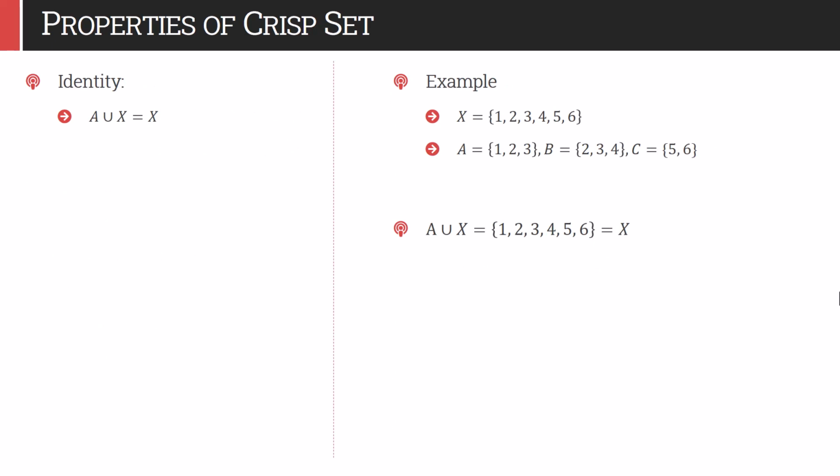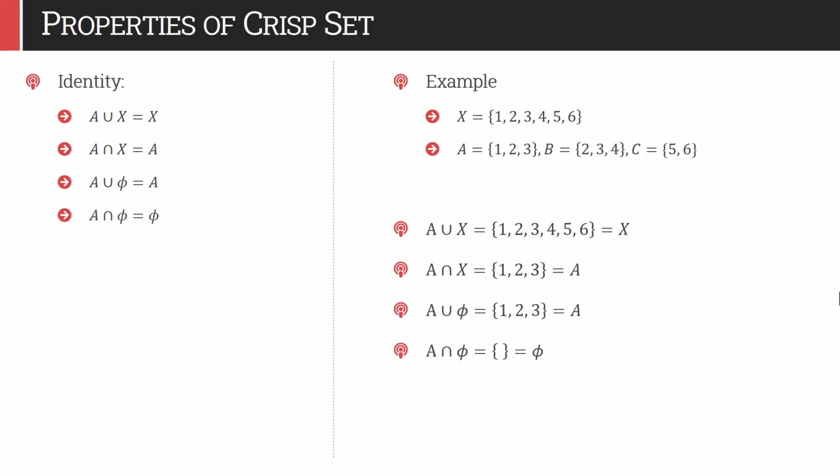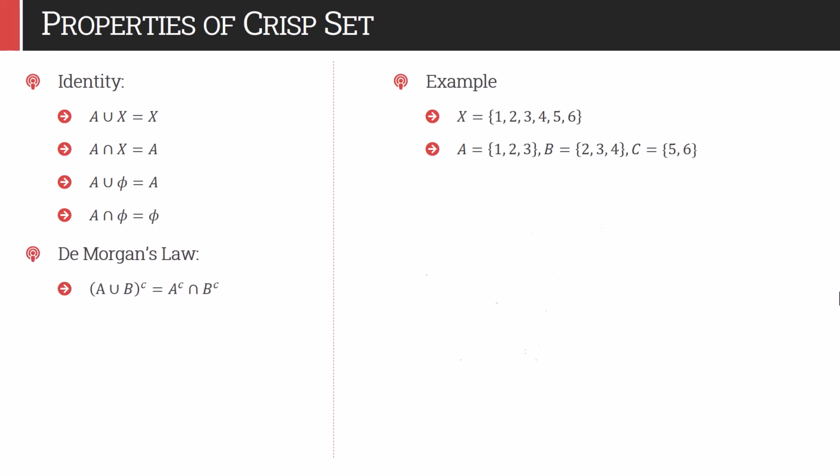Identity says A union X is X. So as we talked earlier, A is a subset of X, and when we take the union of a subset with its superset, the output would be the superset only. A intersection X is A. A is a subset of X, and when we take the intersection of a subset with its superset, the output would be the subset. So that is A in this case. A union phi would be A definitely, and A intersection phi would be phi because there is no common element.